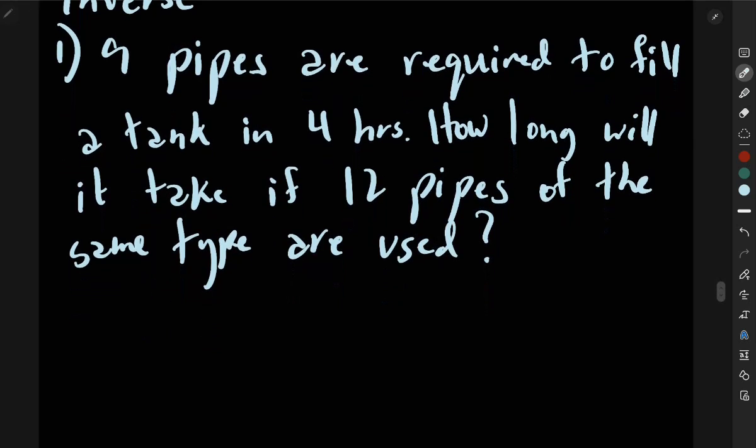So this is inverse variation. It's because the more pipes that you put, the fewer hours it will take, of course, because it's gotta be faster to fill the tank. That's why it's called inverse. More pipes, fewer hours. While in direct variation, as one variable gets higher, the other variable gets higher as well. That is direct variation.